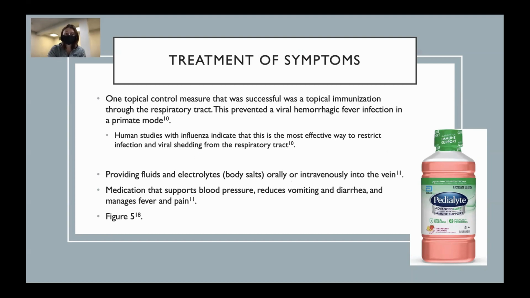Now, how are these symptoms treated? One topical control measure that was successful was a topical immunization through the respiratory tract. This prevented a viral hemorrhagic fever infection in a primate model. Human studies with influenza indicate that this is the most effective way to restrict infection and viral shedding from the respiratory tract. Although Ebola was mentioned in this study, I have not found any other studies or pages that list this as a type of treatment for Ebola.